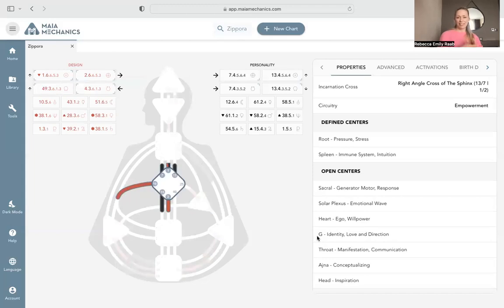The G center is about identity, love, and direction. The biggest questions here are, who am I? Where am I going? Who's coming with me? It's like our compass. So we can feel a little bit lost here because we can't see it, because it seems like it's not there. So it can be very disorientating.